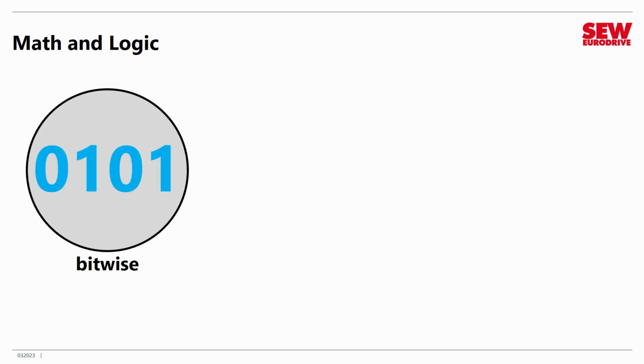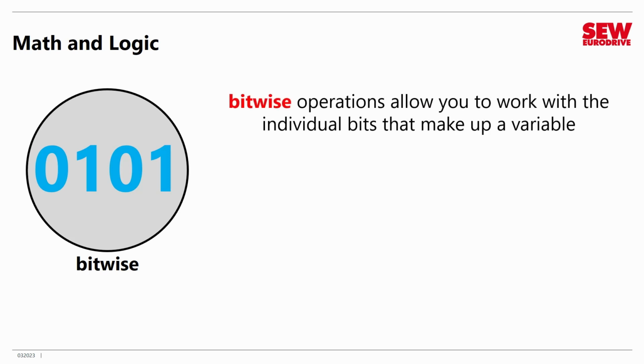All right, we move on to our last category in math and logic, and that is bitwise operations. What do I mean by bitwise? Bitwise operations allow you to work with the individual bits that make up a variable. In control scenarios, we do a lot with individual bits.